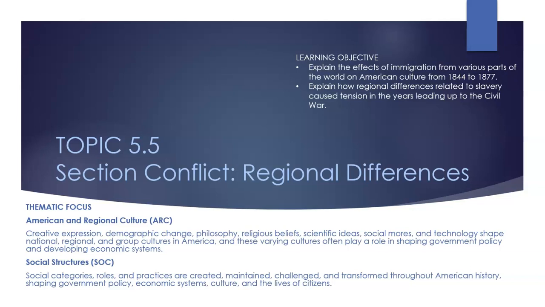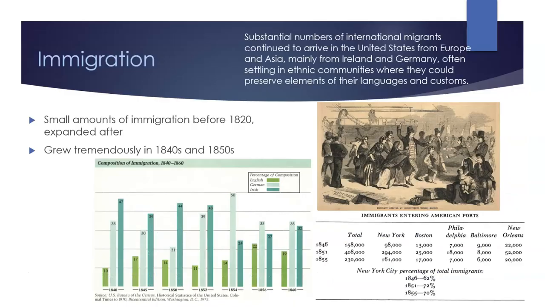And in this video, we're going to be looking at topic 5.5, the regional differences that led to the sectional conflict and eventually civil war. We will look specifically at how these differences in both culture and social categories shaped government policy, as well as how immigration from various parts of the world fit into this development of regional differences, and then how those differences related to slavery, causing the increased tensions between the regions. So let's get to it.